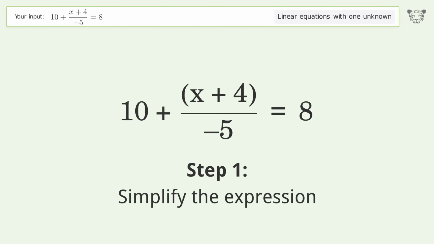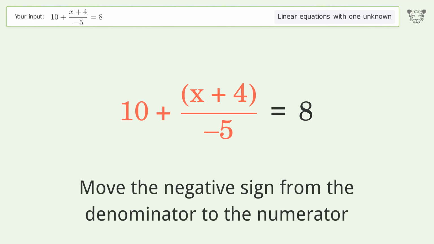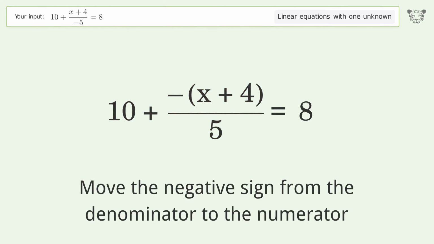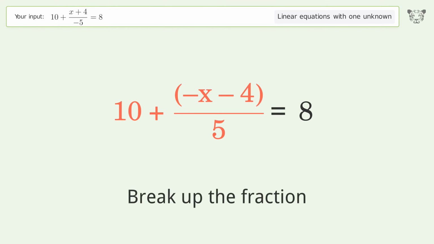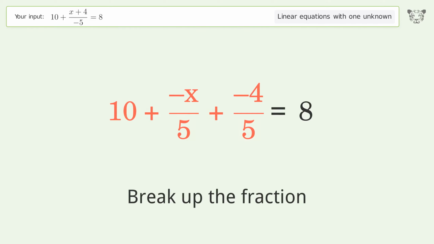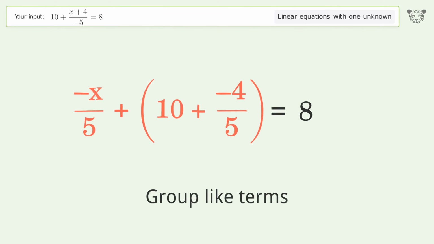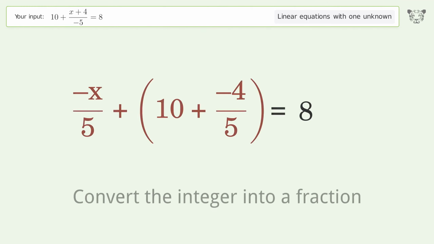Simplify the expression. Move the negative sign from the denominator to the numerator. Expand the parentheses. Break up the fraction. Group like terms. Convert the integer into a fraction.